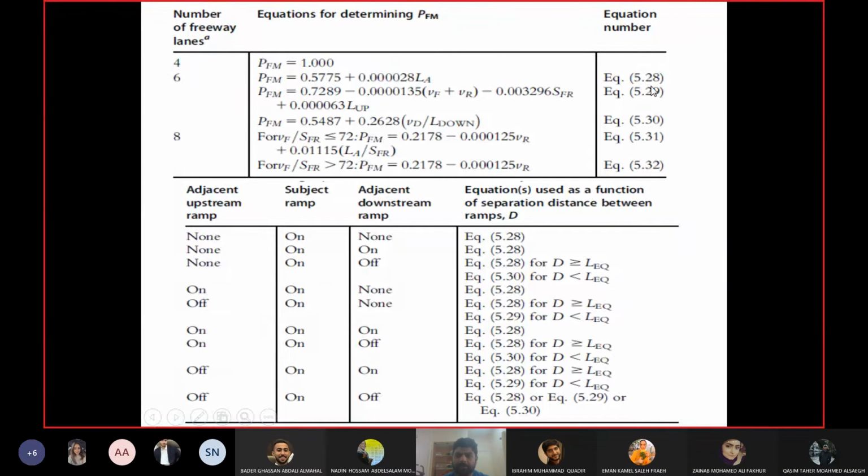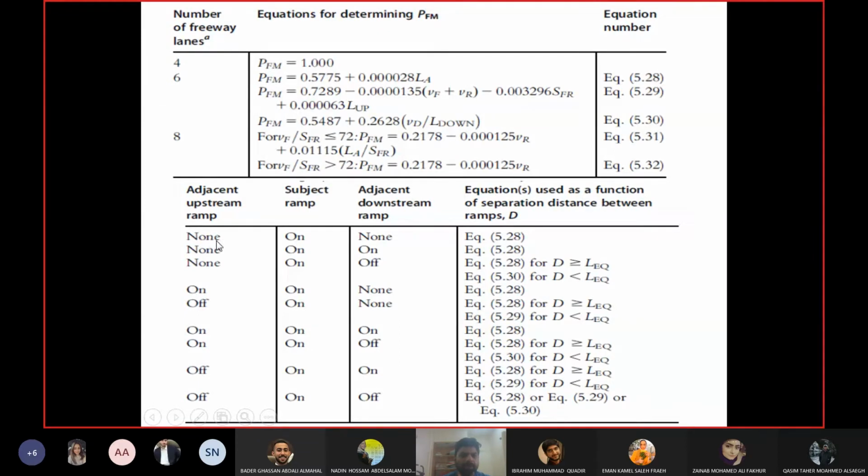So each equation has a number. From these equations, which one should you use? That decision comes from this table. These tables have to be used in conjunction with each other, because otherwise you would not know which equation to use.